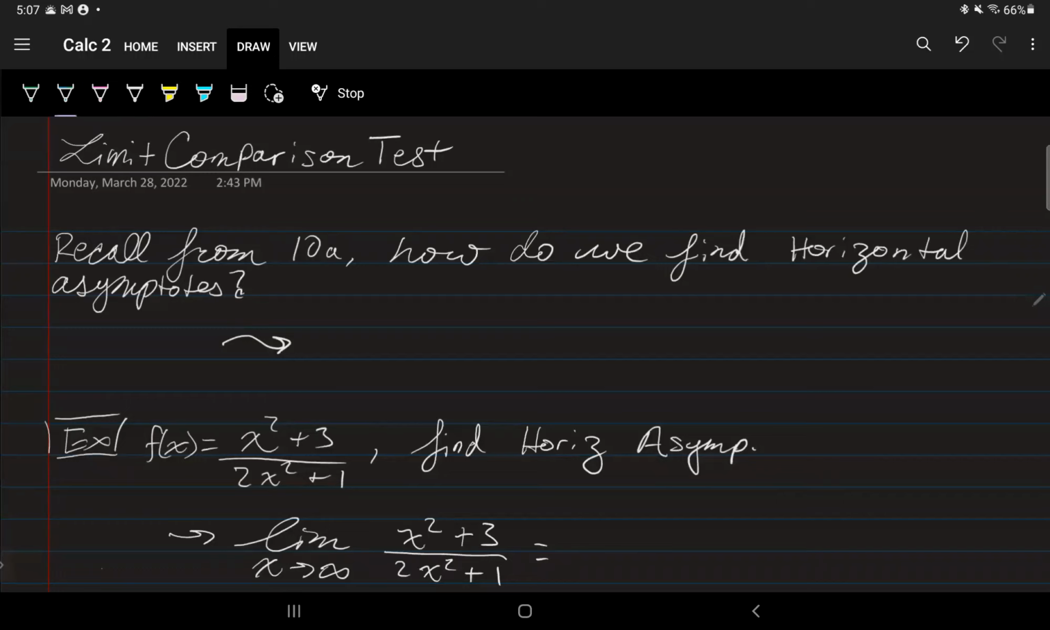So before we begin, let's recall from 10A: how do we find horizontal asymptotes? In order to do this, we have to take the limit of the function f of x as x goes off to infinity. If this limit was some finite number L, then that meant that the function had a horizontal asymptote at L as x goes off to infinity. Okay, so let's do an example of this.